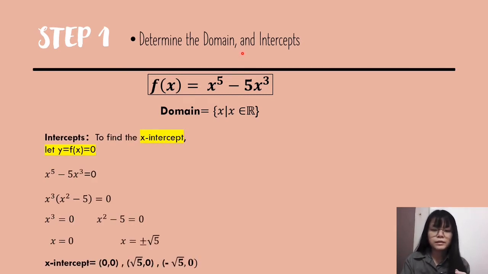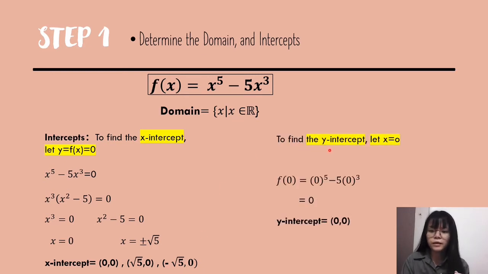For the x-intercept, we let y equal to f(x) equal to 0. So we substitute into the equation to become 0. Then we can get the x-intercepts are 0, square root 5, and negative square root 5. Next, we need to find the y-intercept. So we let x equal to 0. When x equals 0, f(x) also equals 0.